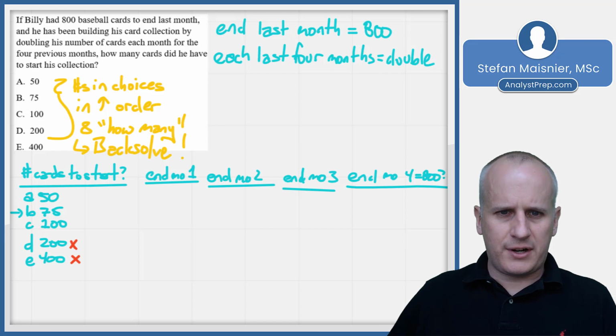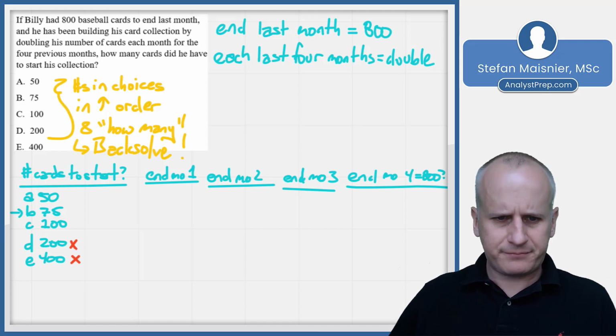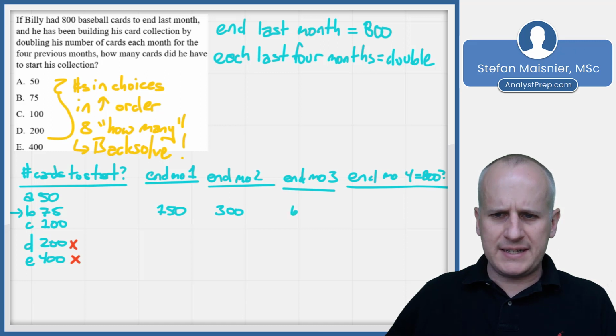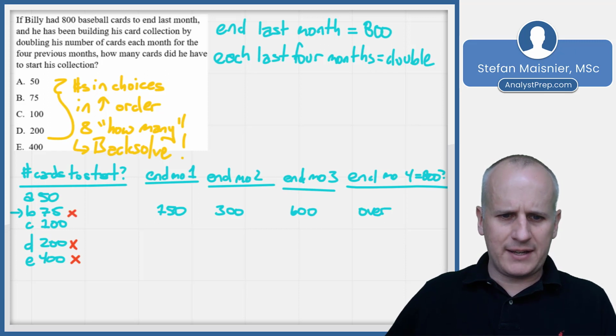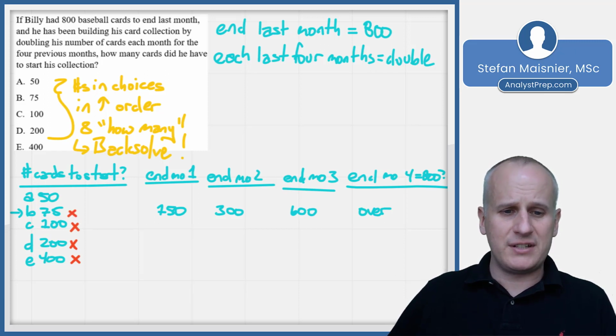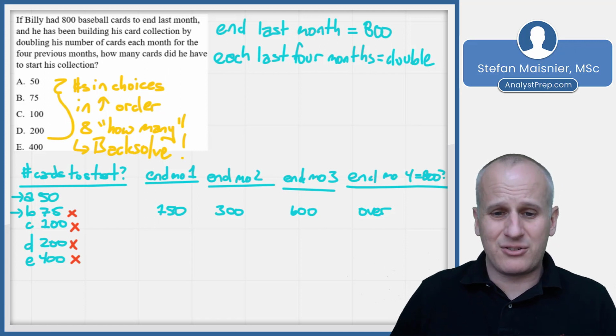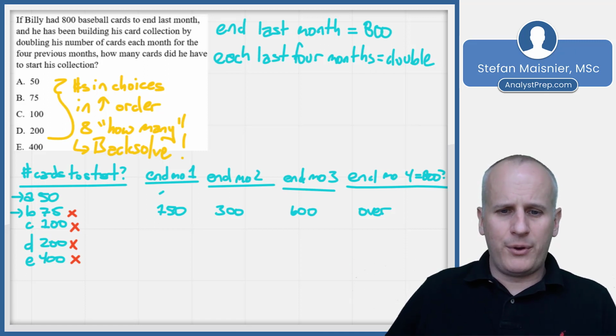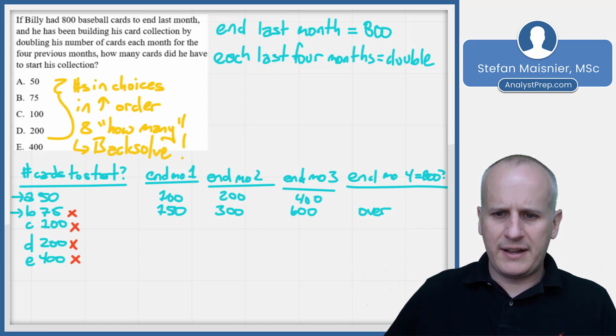So cards to start, we've got end month 1 is going to double, so it becomes 150. End month 2 is going to become 300. End month 3 is going to be 600, and then I'm over. So on the exam, I'd go ahead and cancel out both of these and say they're gone. But just to prove it out, because I'd honestly just pick choice A at this point, we'd go end month 1 would be 100, end month 2 would be 200, end month 3 would be 400, and there's the exact 800 that we're looking for.